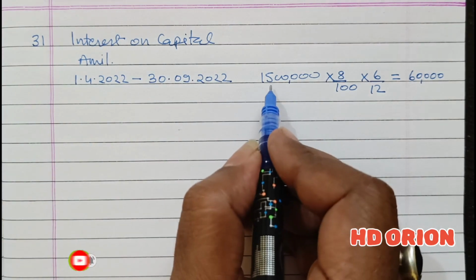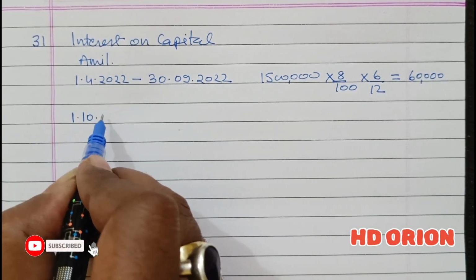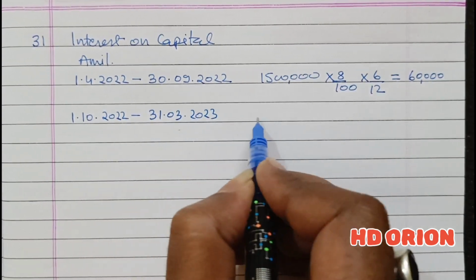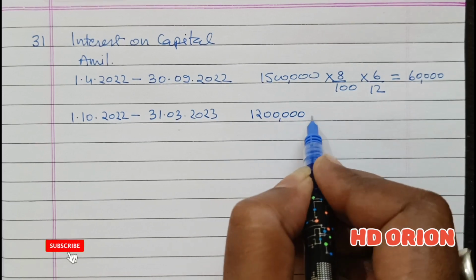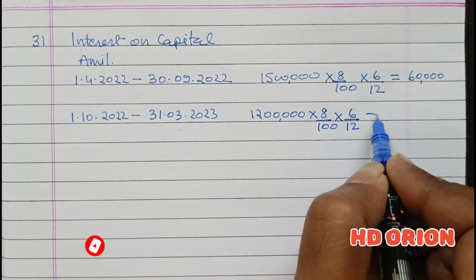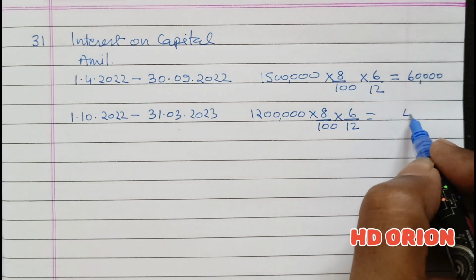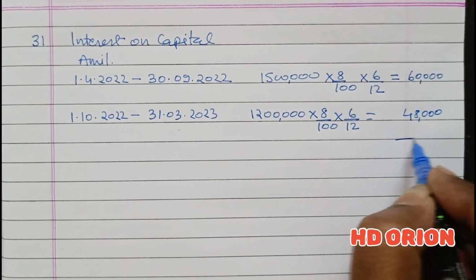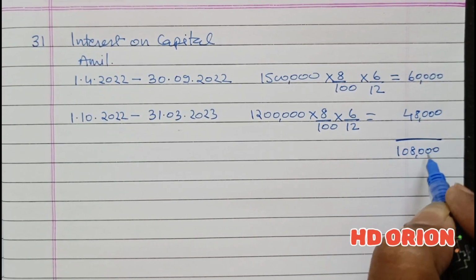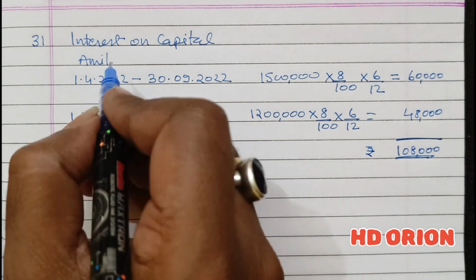Then after he has withdrawn rupees 3 lakh, from 1st October 2022 to 31st of March 2023, his capital is rupees 12 lakh. As per the agreement between them, here also 8% per annum interest. For the remaining 6 months, we will calculate interest. It is rupees 48,000. So his interest is how much? Rupees 1,08,000. This is the total interest on capital for partner Amit.